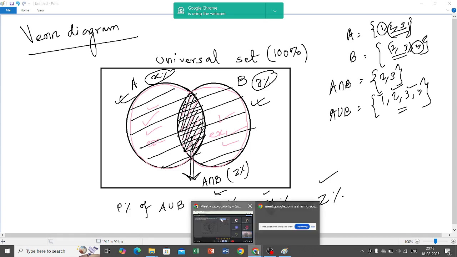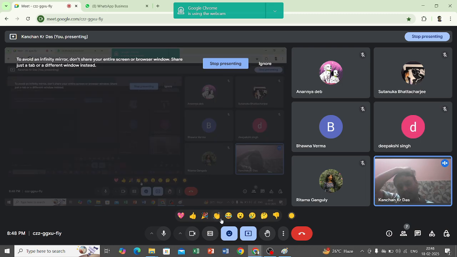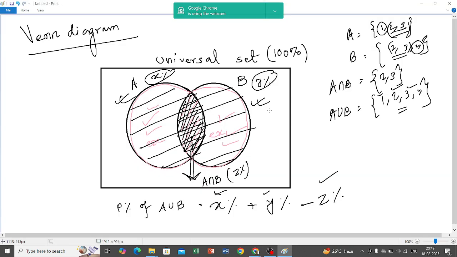Now if you actually know the concepts of Venn diagram, you can do certain percentage sums very easily. Like I'll tell you, as I told you, this is A union B, right? What is this then?